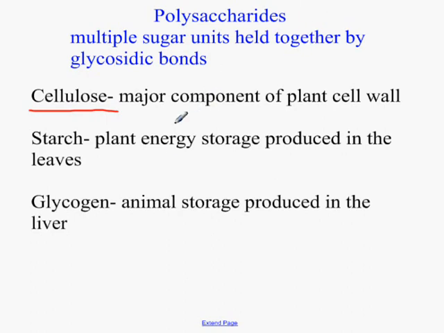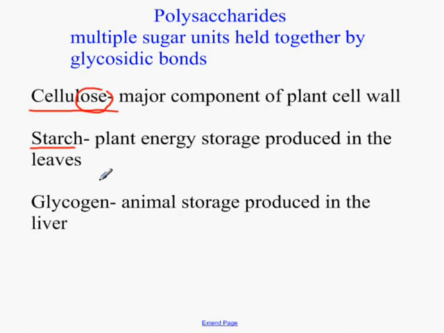Hey, another thing to notice here, by the way, we've seen this suffix quite a bit, haven't we? OSE, ose, glucose, fructose, sucrose, now cellulose. Ose is a good indication that it's probably a sugar. Starch, actually another type of carbohydrate, like in pasta or in potatoes or rice. Starch is a plant energy storage produced in leaves.